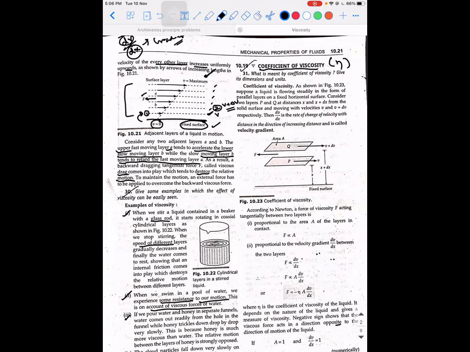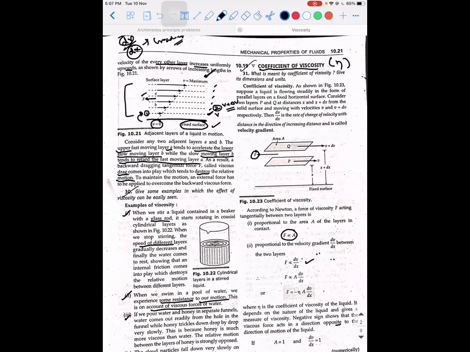With respect to the fixed surface, let's consider two layers, A and B. If layer B is at a distance x from the fixed surface and layer A is at a distance of x plus dx, and layer B has velocity v and layer A has velocity v plus dv, then it was observed that the viscous force acting between the layers is directly proportional to the area of each layer and directly proportional to dv by dx. I told you yesterday what dv by dx means. It's called the velocity gradient.